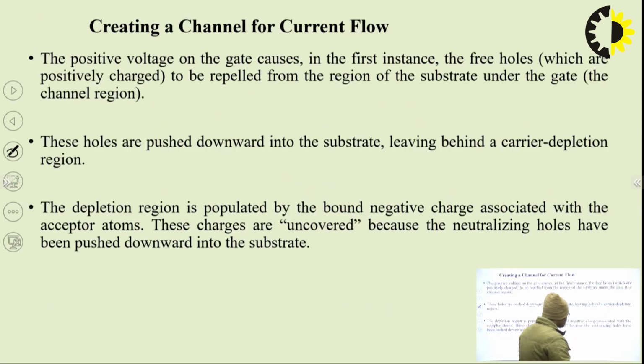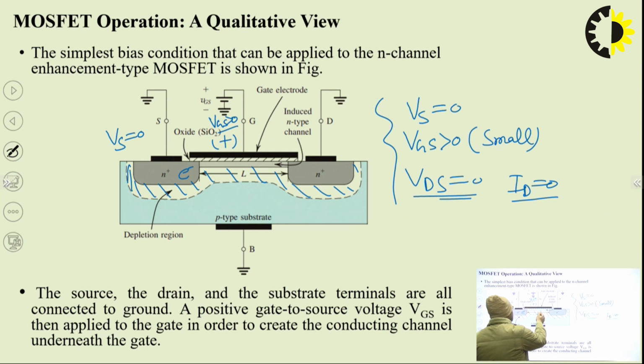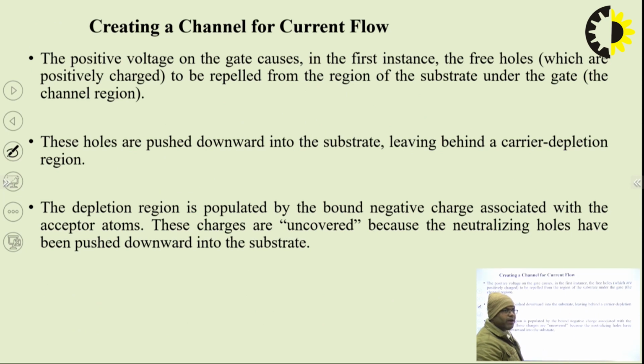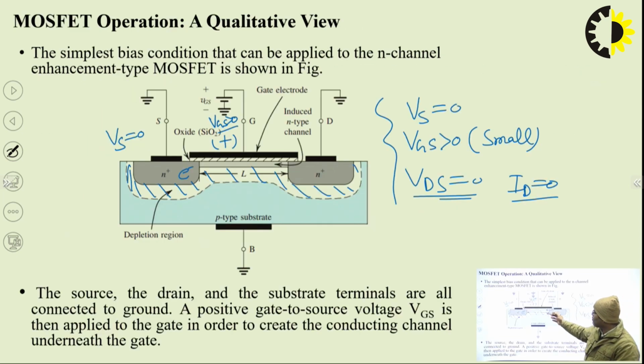Now, for the conduction process, we need to create a channel between source and drain. To create a channel, we have to apply positive gate to source voltage. The positive gate voltage causes, in the first instance, the free holes which are positively charged to be repelled from the region of the substrate under the gate. In this diagram, we can see that the positive holes are repelled back inside the substrate, and this depletion region is devoid of any carriers, only acceptor ions are present. So, there will be no conduction.